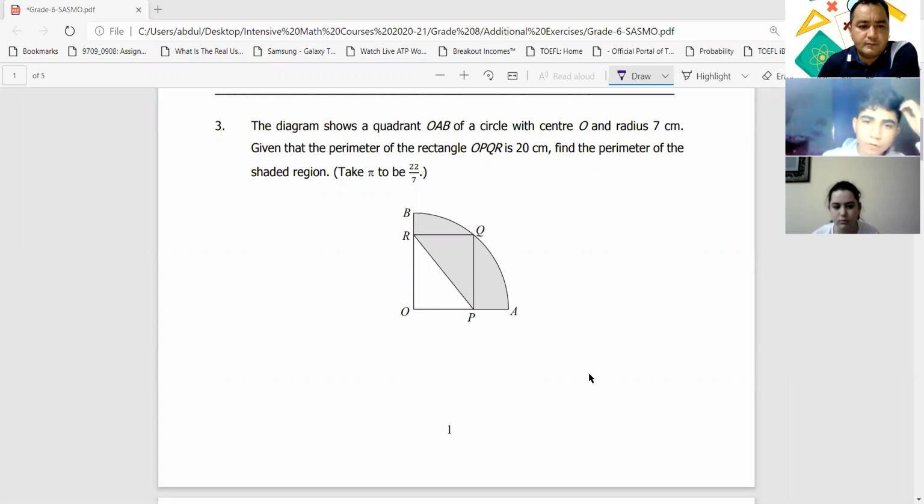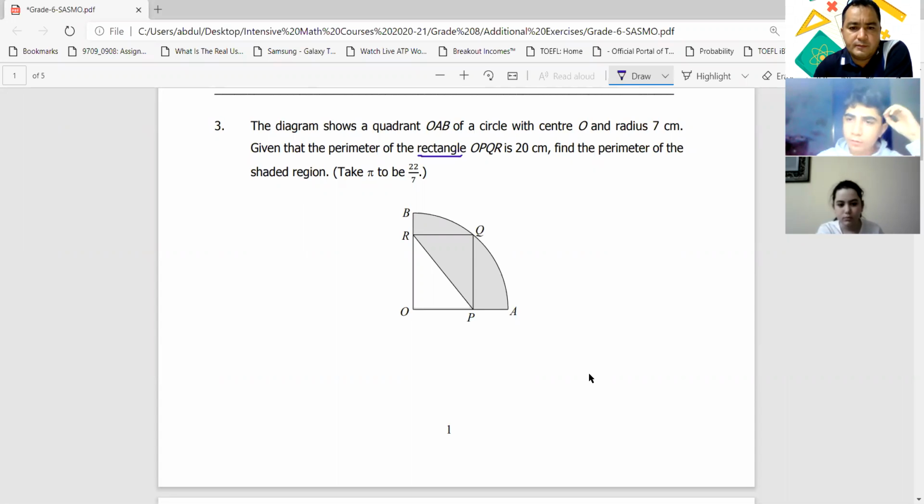The perimeter of a circle is 2 pi r squared or just 2 pi r? You mean the perimeter, that means circumference? 2 pi r. Thank you. Area of the circle, pi r squared.